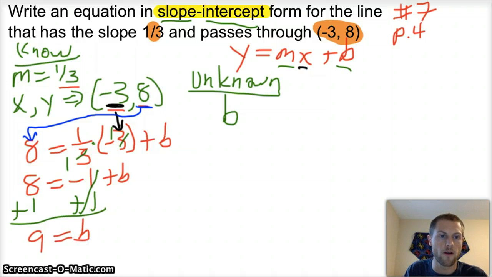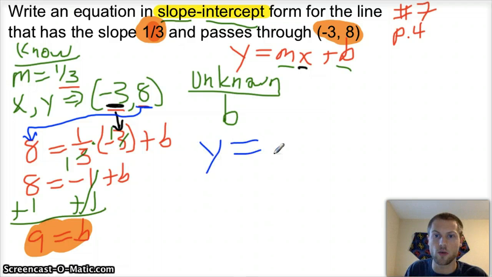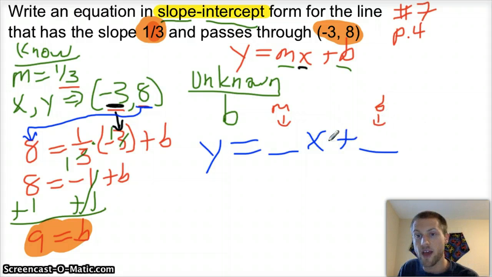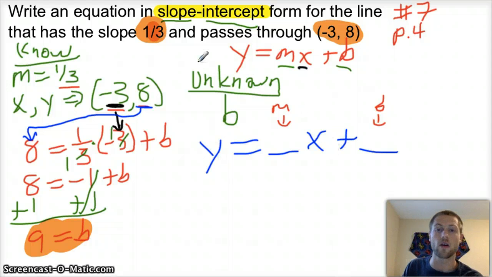At this point, I've got b = 9, and I have my slope of 1/3. So that's all I need. My final equation is going to be y = something x + something. What goes in here? My m goes here, and my b goes here. Make sure you have that x in there, make sure you have that y in there. My final equation that I'm going to have here is y = 1/3 x, that came from here, plus, and what's my b? 9.